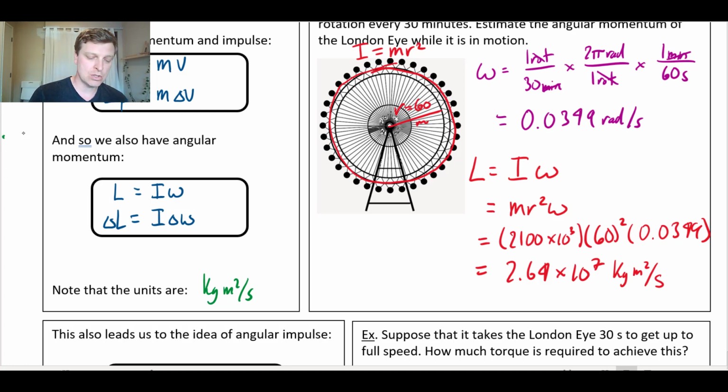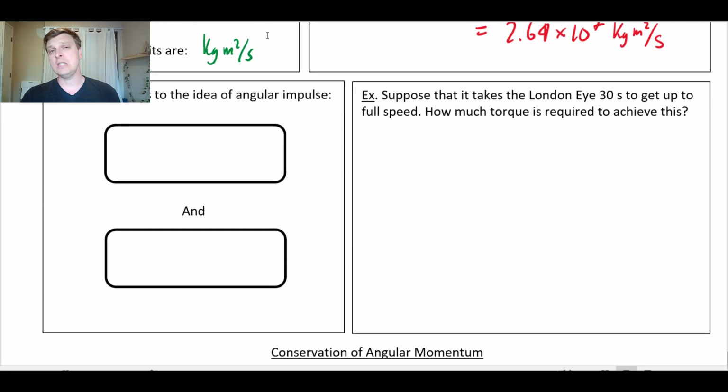For momentum, the units were kilogram meters per second, so they're similar but not the same. And that's because angular momentum is not the same thing as momentum, because it matters how big a circle you're traveling in, right? The same object with a linear momentum traveling in a larger circle would have a different angular momentum, and so that factors into it.